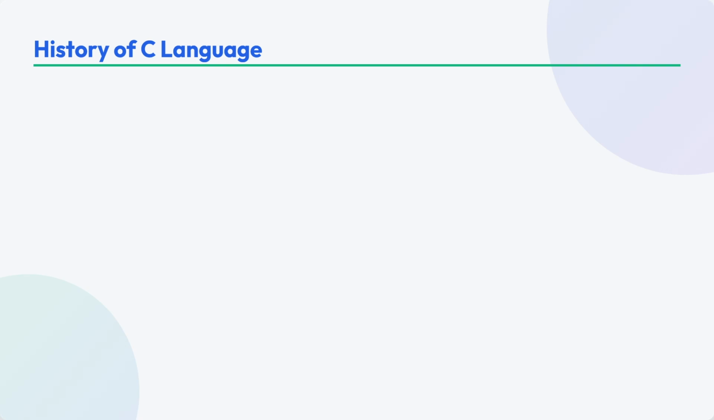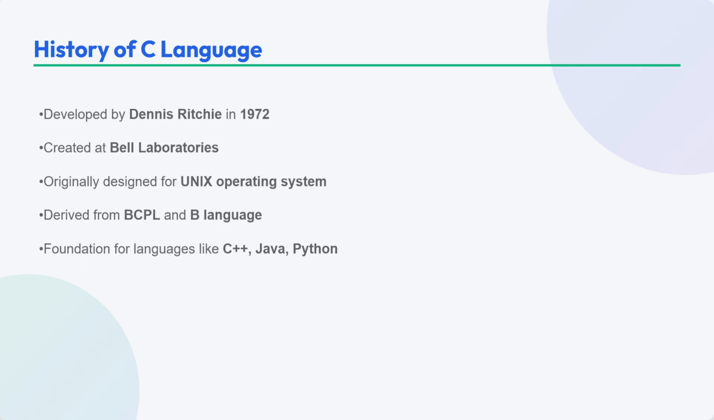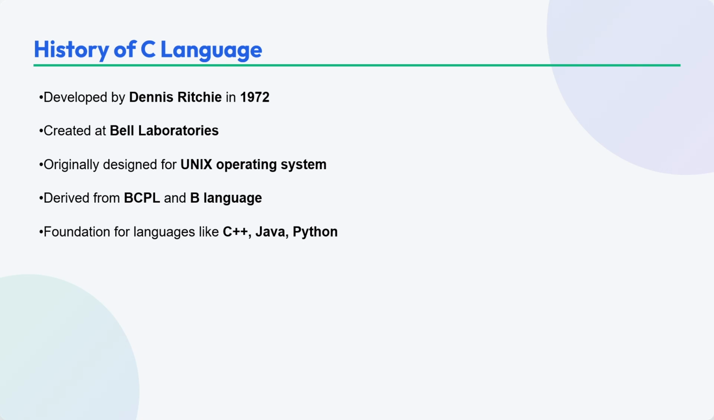So first we will discuss the history of the C language. This question is not widely asked in most papers, but sometimes it is, so we just have to read it out. This language was developed by Dennis Ritchie in 1972 at Bell Laboratories. It was originally designed for the Unix operating system.